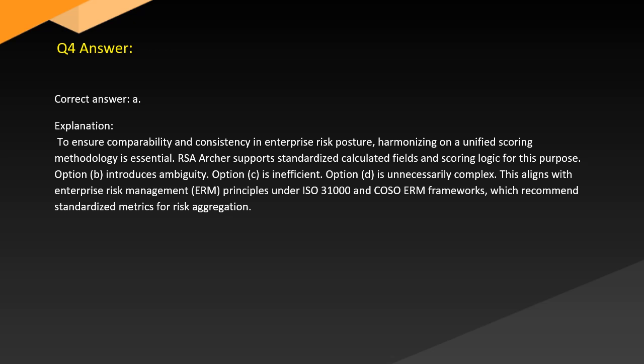Answer. Correct answer: A. Explanation. To ensure comparability and consistency in enterprise risk posture, harmonizing on a unified scoring methodology is essential. RSA Archer supports standardized calculated fields and scoring logic for this purpose. Option B introduces ambiguity. Option C is inefficient. Option D is unnecessarily complex. This aligns with enterprise risk management principles under ISO 31000 and COSO frameworks, which recommend standardized metrics for risk aggregation.